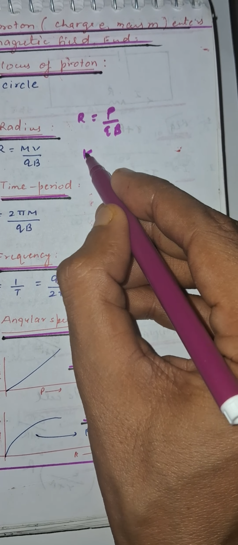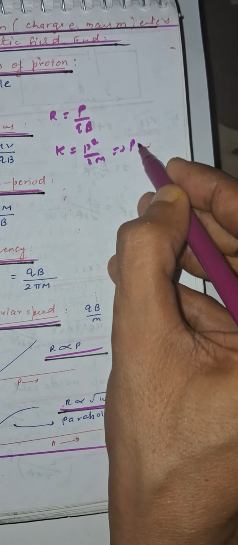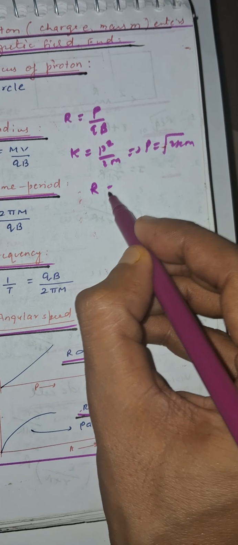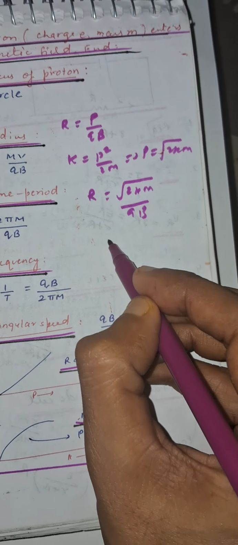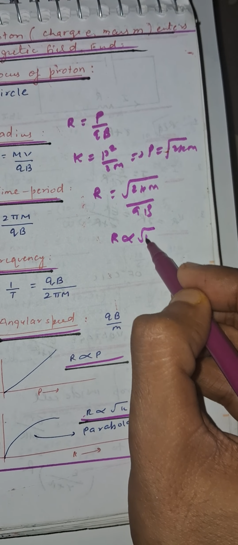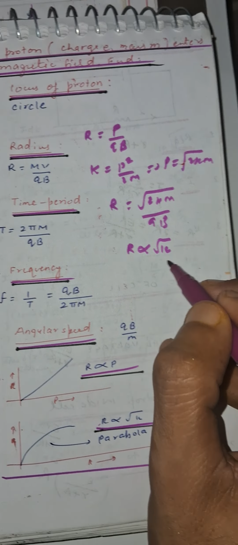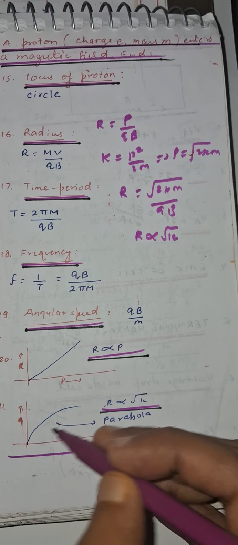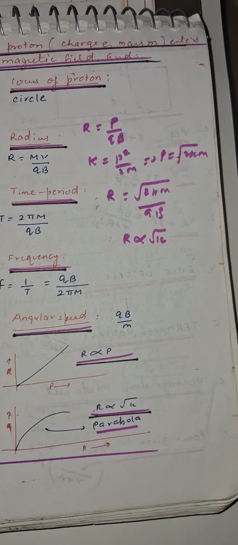Now we can say that kinetic energy is p square by 2m. So from here p will be root 2Km. From here r will be root 2Km by qB. So we can say that r is proportional to root K. If r is proportional to root K, the graph will be a parabola which will turn toward the K axis. So that will be a curve like this, and it will be a parabola as explained in this.